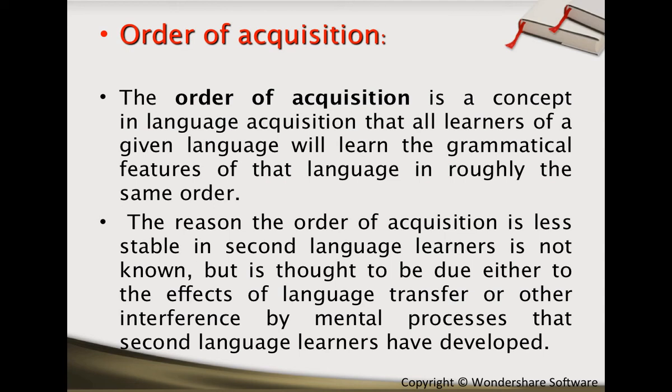And the reason the order of acquisition is less stable among adult learners is not known, but generally it is thought that it's due either to the effects of language transfer, the interference of the mother tongue, or to other interferences by mental processes that second language learners have developed.